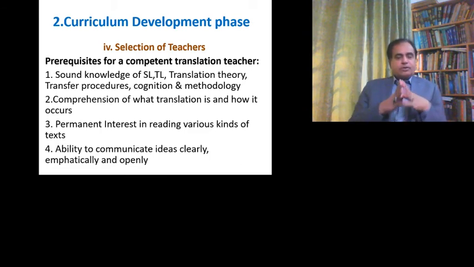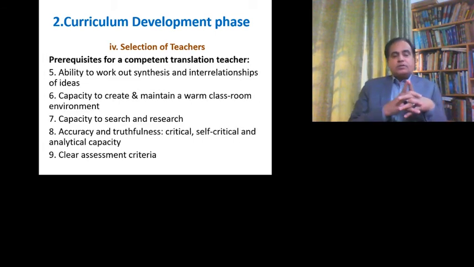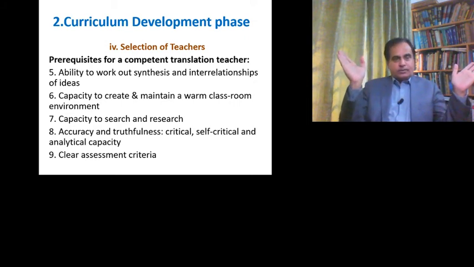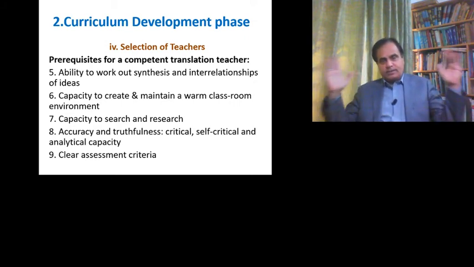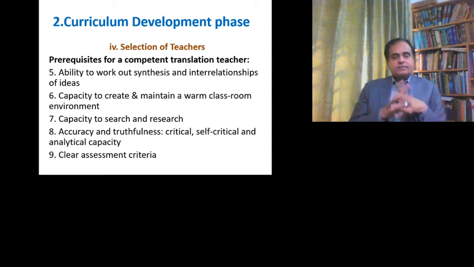Number four, the ability to communicate ideas clearly. This is a language competence, communication ability, emphatically and openly. The teacher should have this ability. Number five is the ability to work out synthesis and interrelationships of ideas. Synthesis: things look unrelated, they look isolated, but the teacher should have the ability to synthesize them and to create the interrelationship among these ideas. Capacity to create and maintain a warm classroom environment.